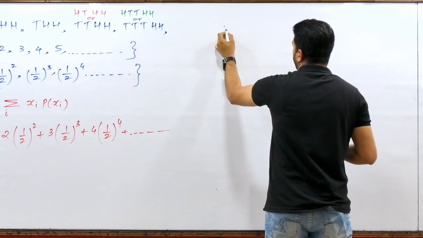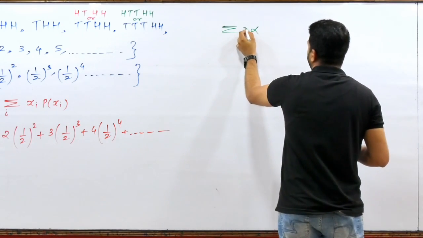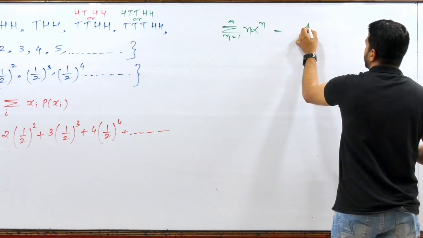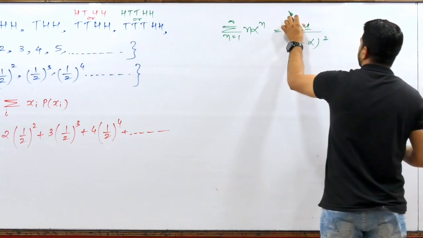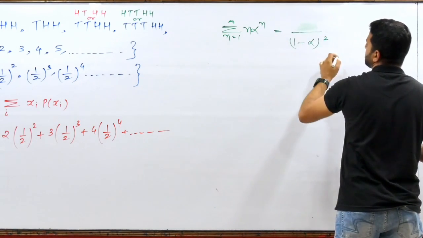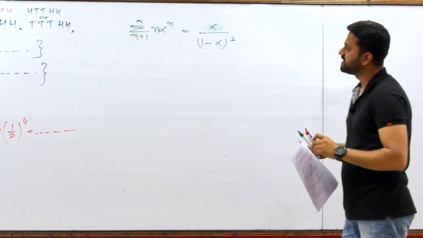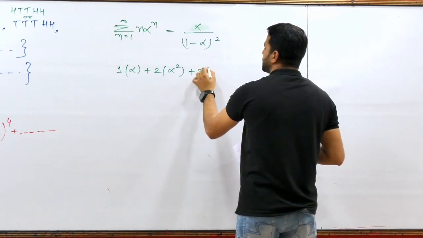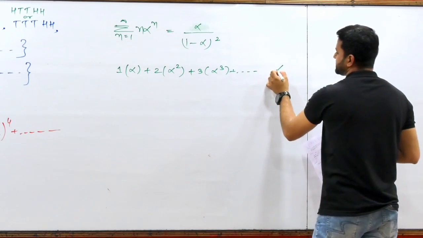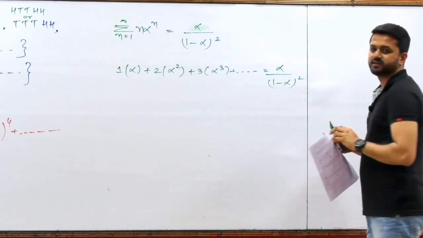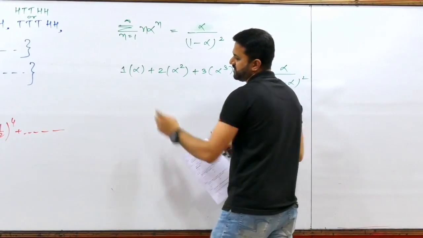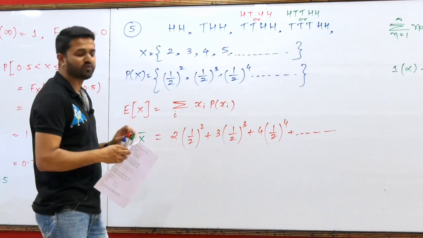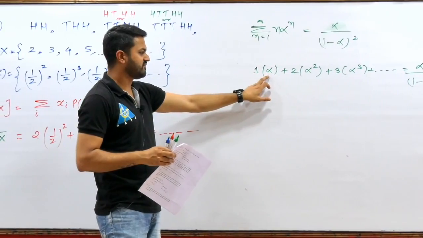So the summation of n into alpha to the power n, with n from 1 to infinity, is nothing but alpha upon 1 minus alpha whole square. If you expand it, you will get 1 into alpha plus 2 into alpha square plus 3 into alpha cube, and the summation of this series is alpha upon 1 minus alpha whole square. Now, alpha is the common ratio of the GP. Here we can see that the common ratio is 1 by 2. So it should start from 1 into 1 by 2, because alpha is 1 by 2.